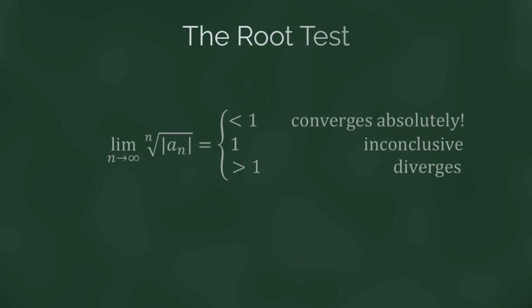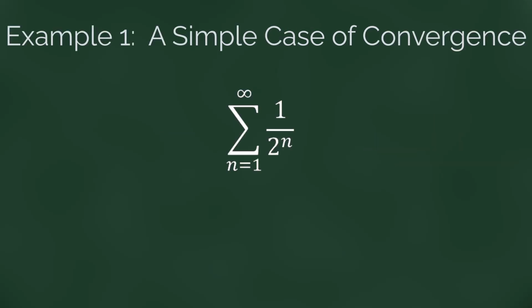The root test tells us that if we take the limit as n goes to infinity of the nth root of the absolute value of the nth term, then if that limit is less than 1, the series converges absolutely. If the limit is equal to 1, we need to keep working. But if the limit is greater than 1, then we can be assured that the series diverges.